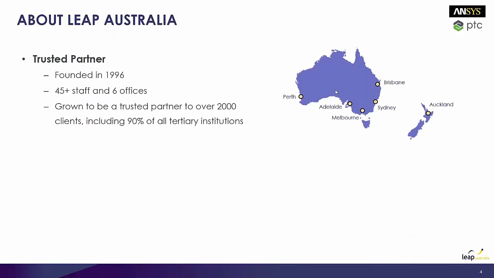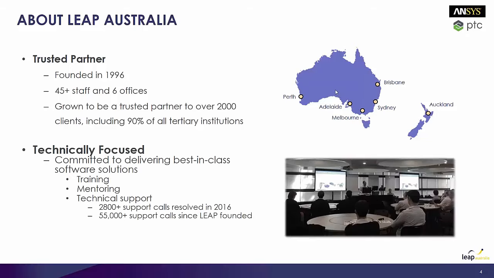Cool. So just a little bit about LEAP Australia. A trusted partner of ANSYS. We started in 1996. We've got around 50 staff and 6 offices around Australia and New Zealand. We're technically focused, so we don't just sell the software. We do a lot of training and support that goes with the software as well.